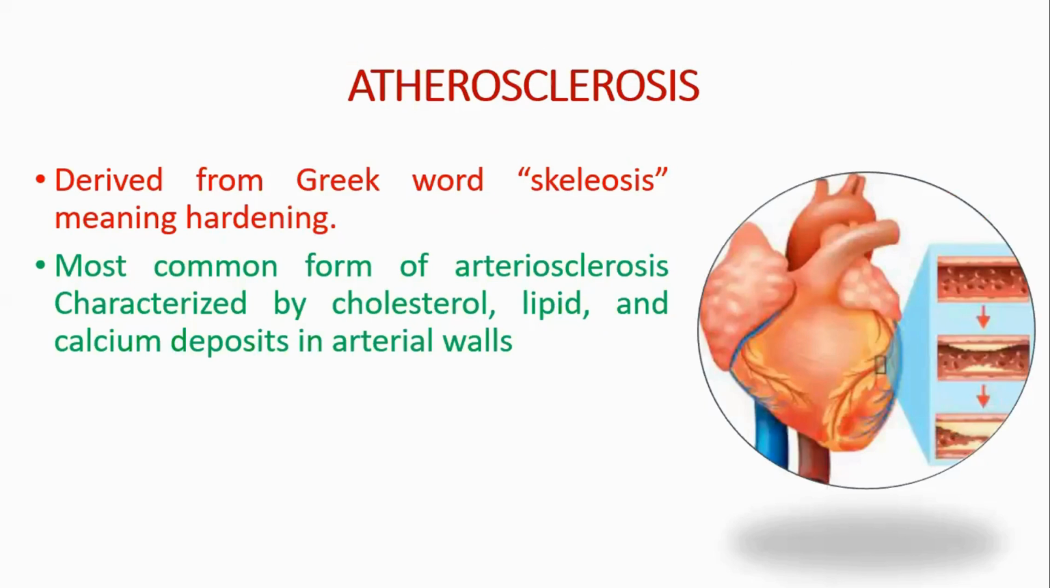Atherosclerosis is the most common type of arteriosclerosis. The term comes from the Greek word sclerosis, which means hardening. It is characterized by the deposition of cholesterol, lipids, and calcium in the walls of arteries. These deposits gradually narrow the arterial lumen, leading to reduced blood flow to the vital organs, especially the heart.